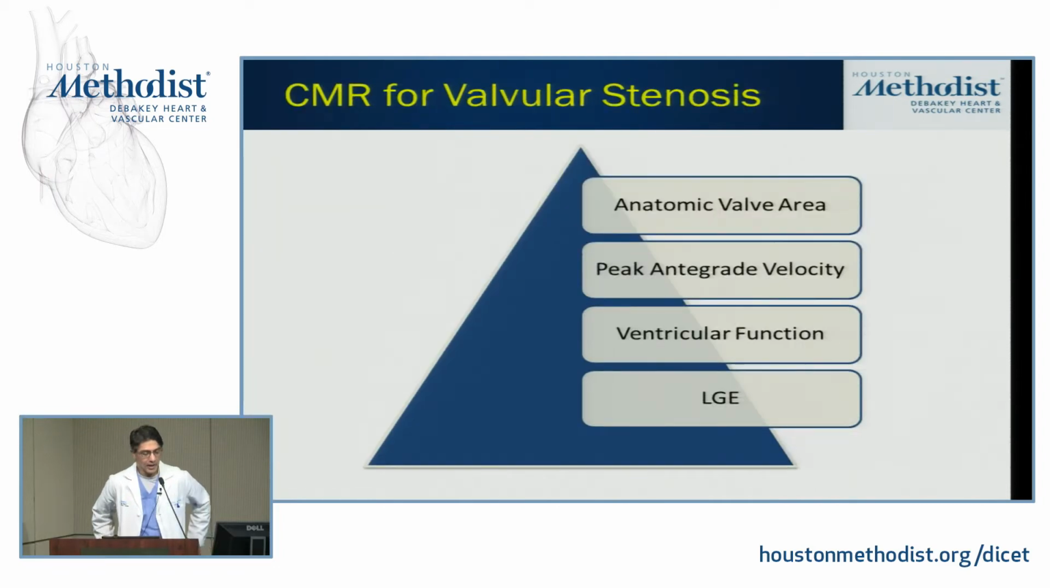So how can CMR help for valvular stenosis? Similar to echo, we hope to be able to do a couple of things. Number one is, of course, to calculate an anatomic valve area. We hope to give you accurate peak antegrade velocities. We can also look at ventricular function very well. And maybe now something more unique, we also have the opportunity for tissue characterization of the muscle, being able to look at a more microscopic level whether there's been any damage to the heart and how that may relate to the patient's prognosis.